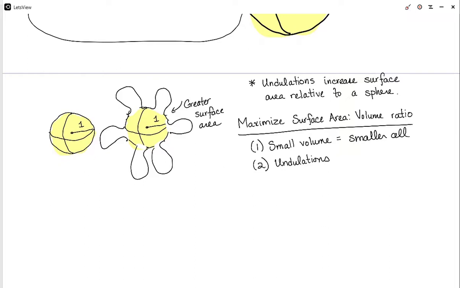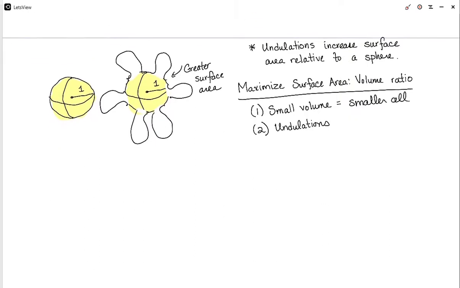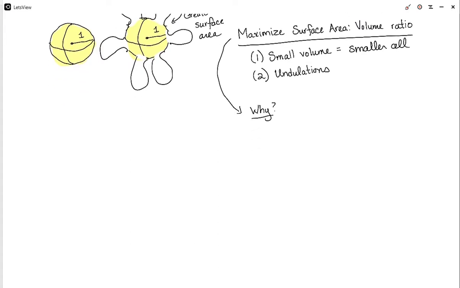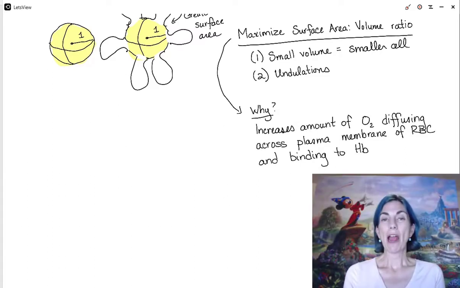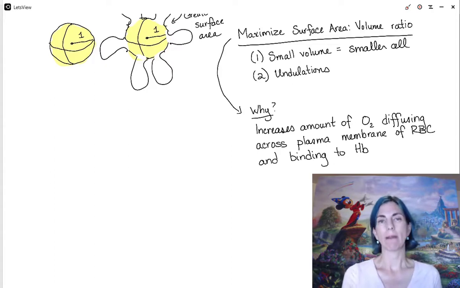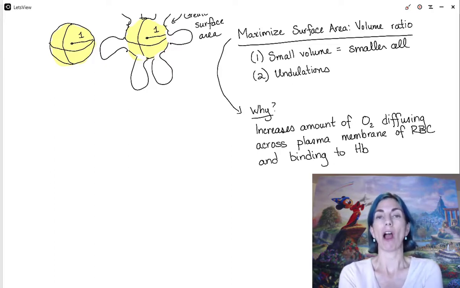All right. The red blood cell wants to maximize the surface area to volume ratio. In fact, it's almost required. Why? Because it increases the ability of oxygen to actually move from the plasma into the red blood cell. So why would you maximize surface area to volume ratio? What advantage does this give you? It helps you with transport. So now I'm going to use some analogies and examples to explain why maximizing your surface area actually will increase the amount of oxygen that diffuses across the plasma membrane.